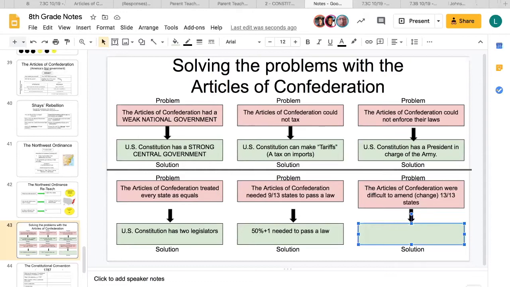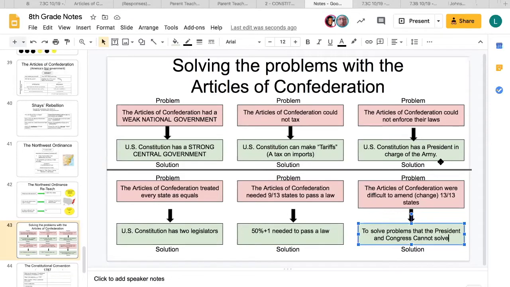One of the things you need to know is why we pass amendments. And the reason is for problems that Congress and the president cannot solve. So why do we pass amendments? Put it in the chat. To solve problems that the president and Congress cannot solve. Why do we pass amendments?